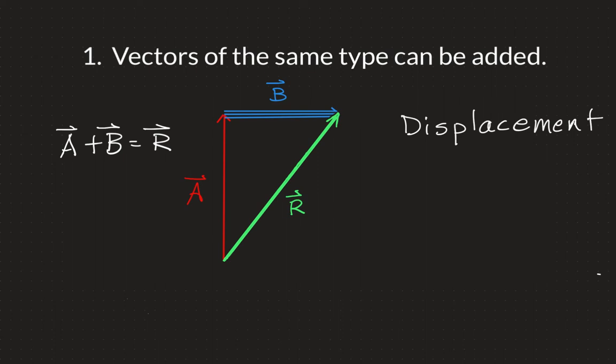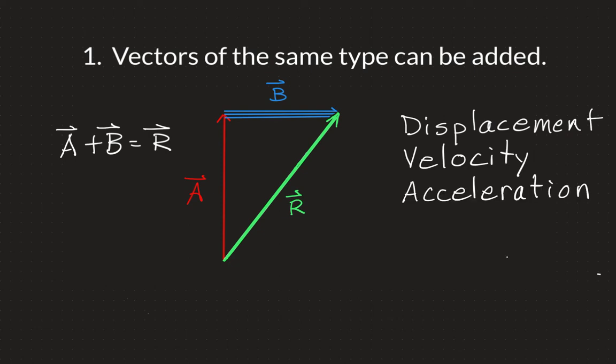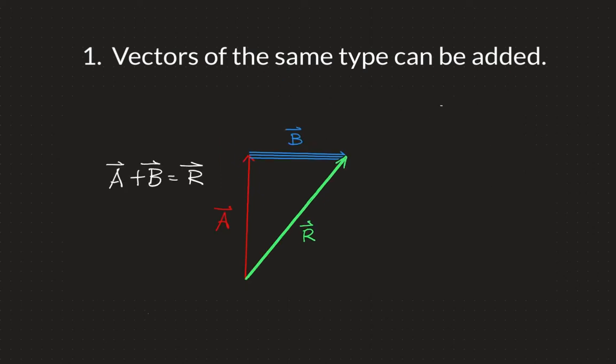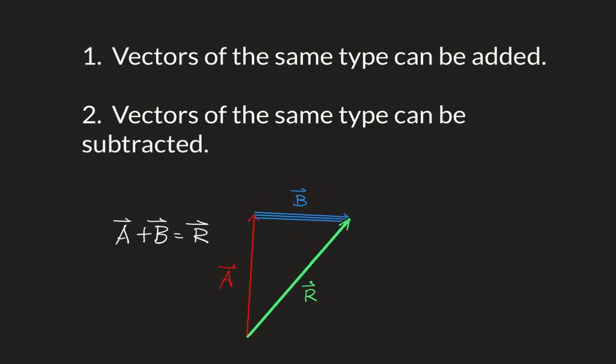You can add any vectors of the same type. You can add displacement vectors, you can add velocity vectors, you can add acceleration, force vectors, momentum vectors. Any type of vectors can be added using this method as long as they are the same type of vector. I also told you at the beginning of the video that vectors of the same type can be subtracted.